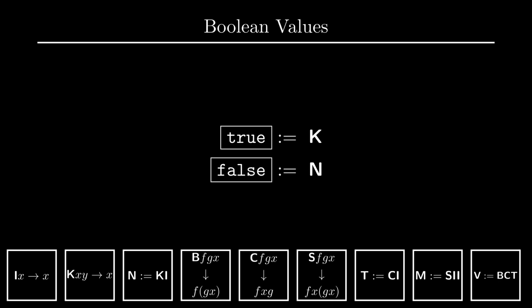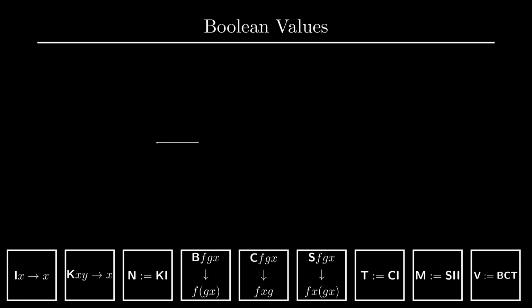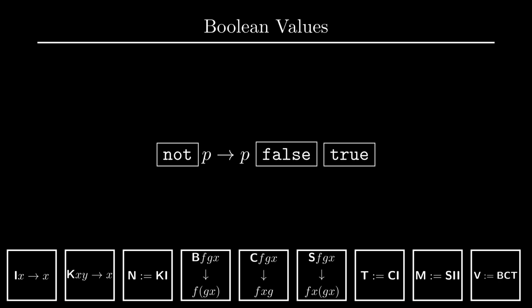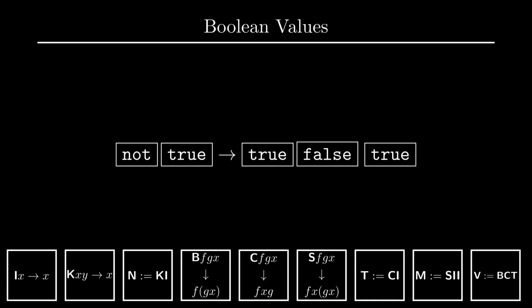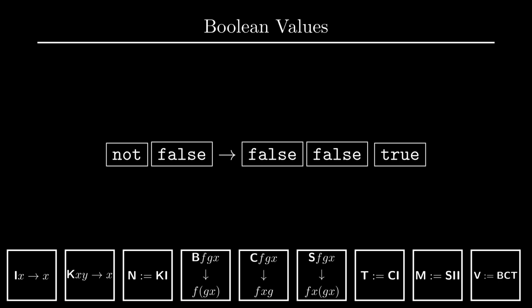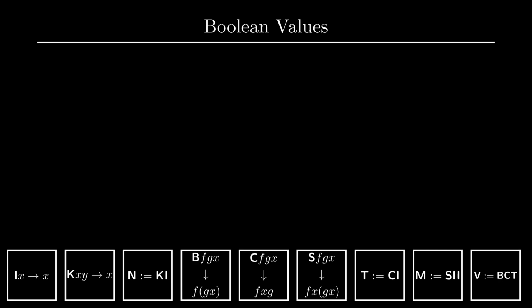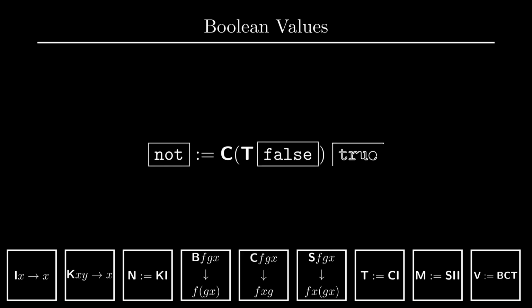Let us play a bit with these Boolean values by defining the logical connective not. We want the behavior of not to follow its usual truth table. The behavior of not would thus be the following. By our definitions of true and false, true, false, true reduces to false, and false, false, true reduces to true, which is exactly what the behavior of not should be. See, we are branching to a different evaluation depending on the Boolean value of p. Compiling this, we obtain this.